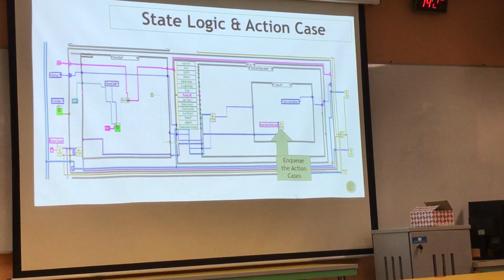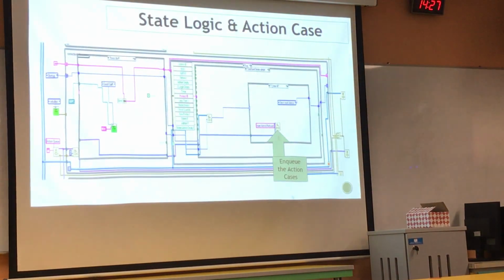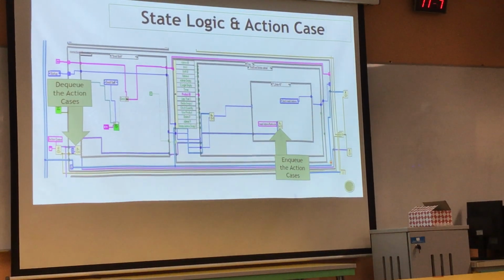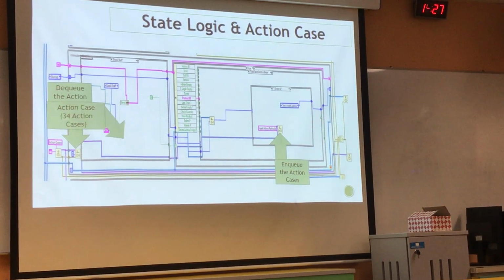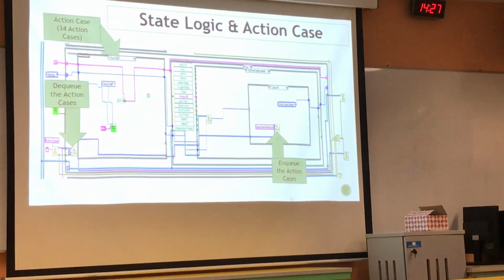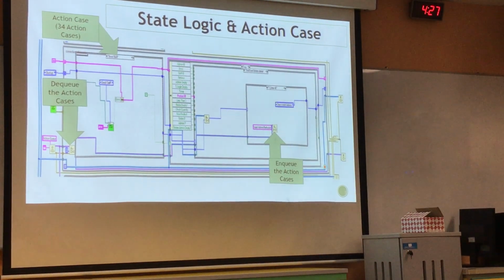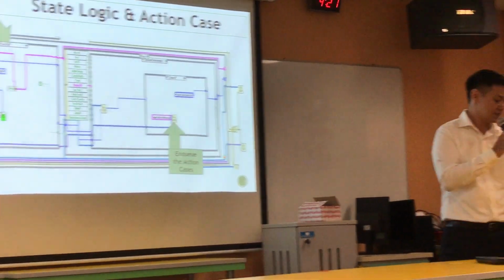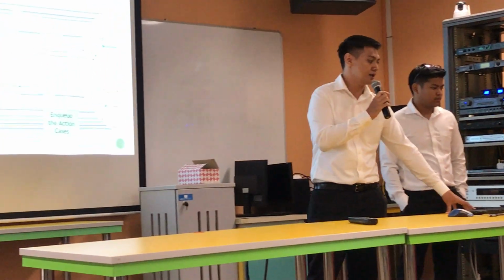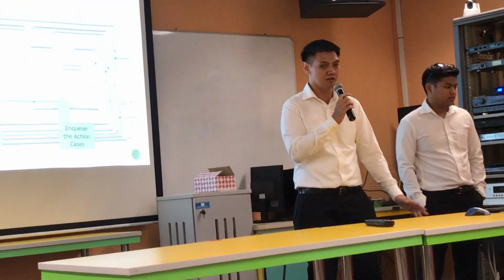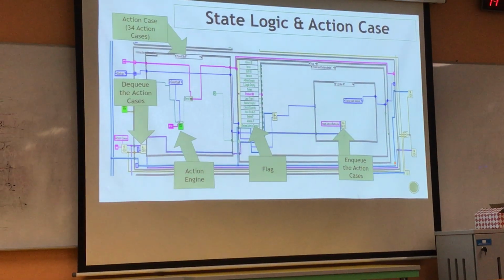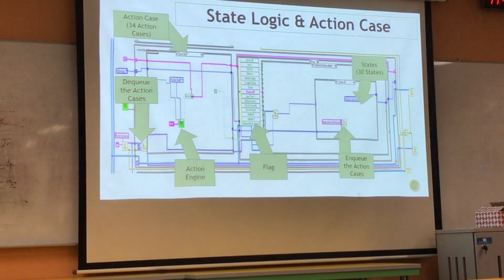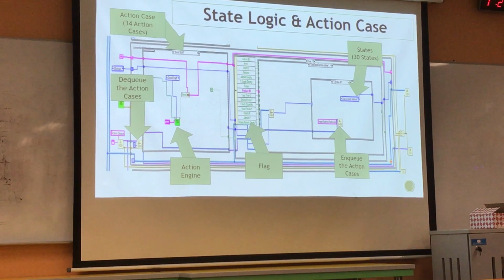So this is the state logic. Once the user presses the button on the front panel, it will enqueue the action cases here, and it will dequeue the action cases on your right side. In this program, I have created 34 action cases, and the actions are created into the action engine or the shared variable. Some of the action engines also have a flag to indicate that the action has already been completed, and the flag also decides which state is supposed to go next. So for this program, I have created 30 states.